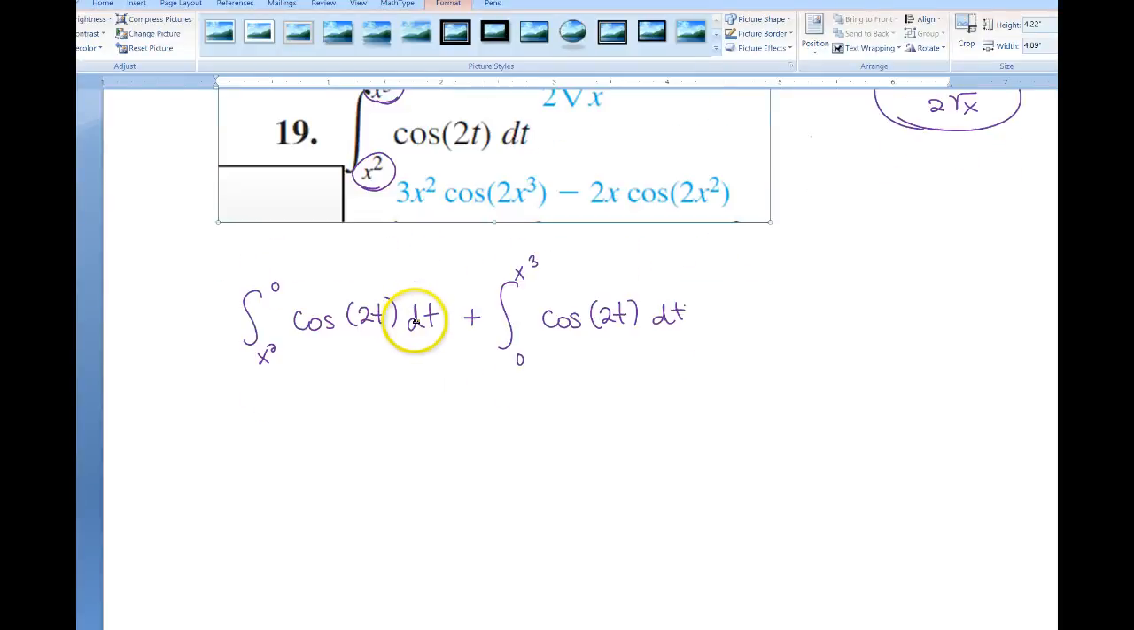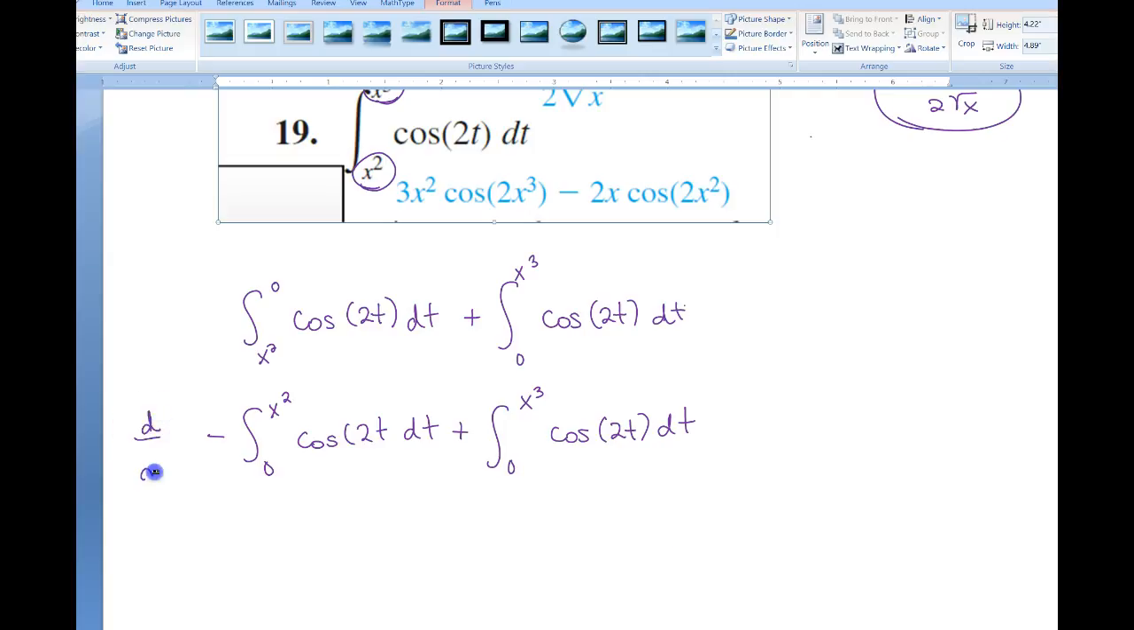Now, before we do this, what do we need to do? The first one has to get switched around to make it negative. So it's negative from 0 to x squared of cosine of 2t dt plus 0 to x to the third of cosine of 2t dt. Now go ahead and apply the rules.